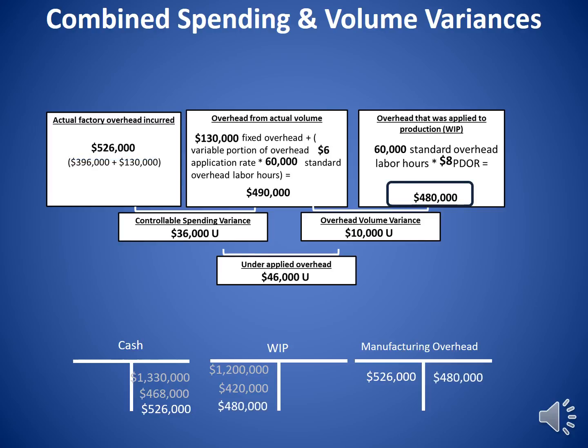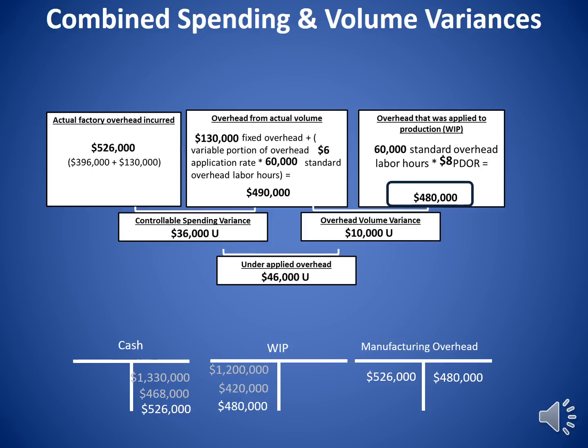Now, overhead that was applied to production via our standard labor hours times our predetermined overhead rate was $480,000. So during the year, based upon our standard production, we had $480,000 applied to work in process, and our credit goes to manufacturing overhead in the amount of $480,000. Now in work in process, you can see our material inputs, our labor inputs, and our overhead allocation.